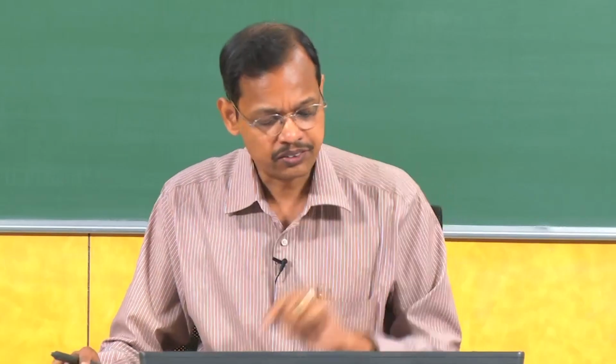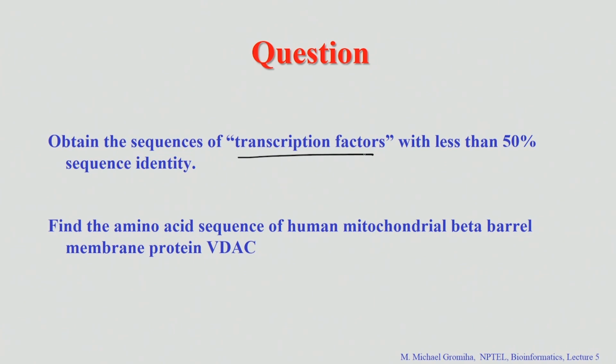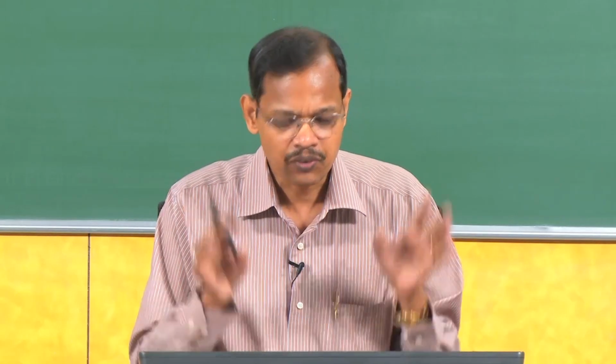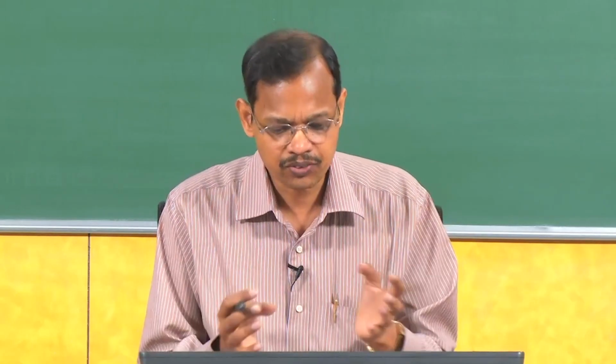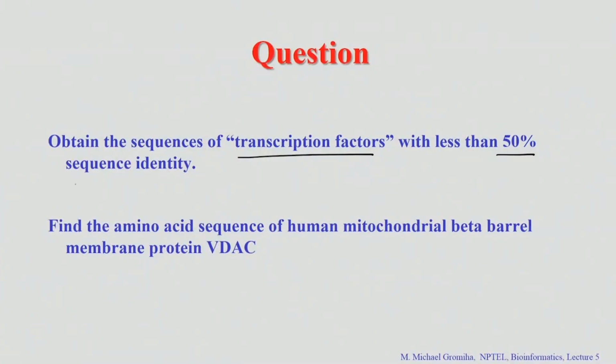Now, I have two questions. First question is, obtain the sequences of transcription factors with less than 50% sequence identity. Transcription factors are DNA binding proteins, right, they have specific functions. So, to understand the features of these transcription factor sequences, I would like to collect the sequences of the transcription factors and reduce the data with 50% sequence identity. This is question number 1.